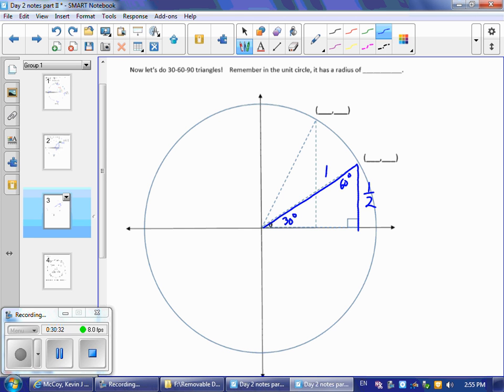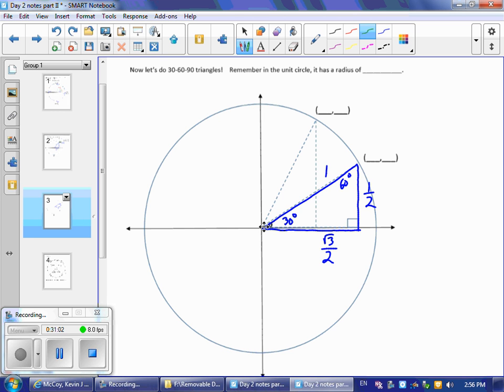And then the other relationship was, if I know the short side, the long side, using Pythagorean theorem, will always be the short side times the square root of 3. And again, it's going to be the square root of 3 times 1/2. The square root of 3 is not a fraction, so it just goes on top. So this is going to be the square root of 3 over 2.